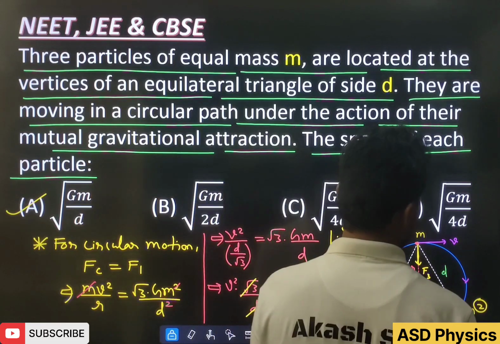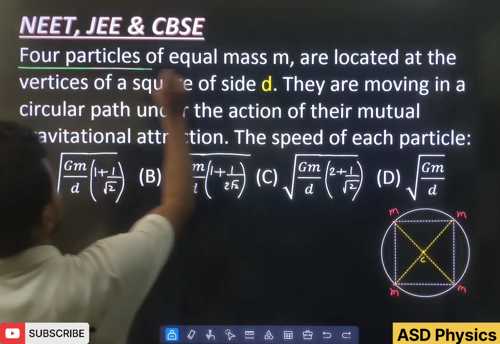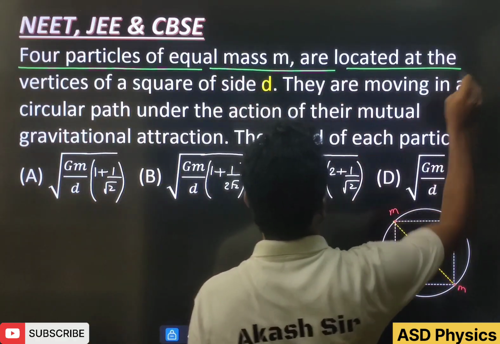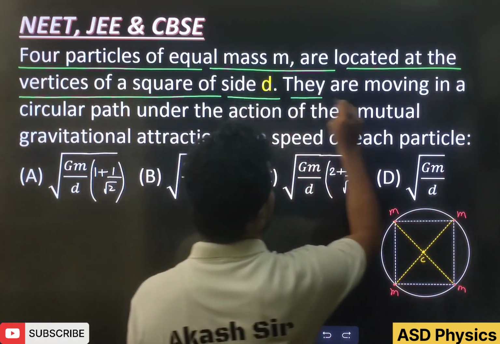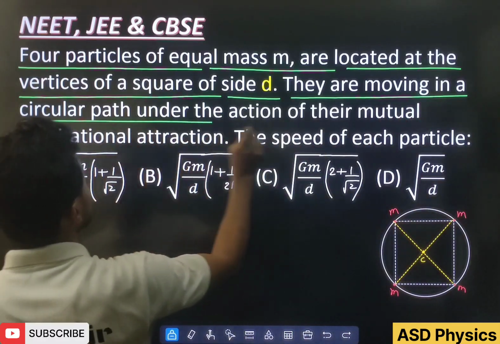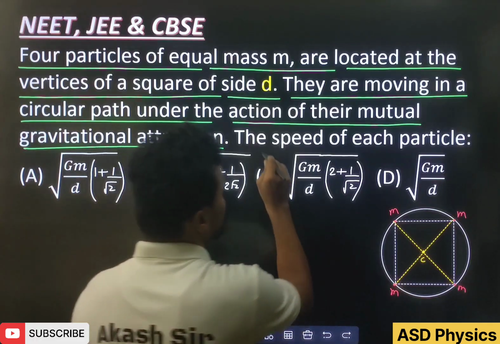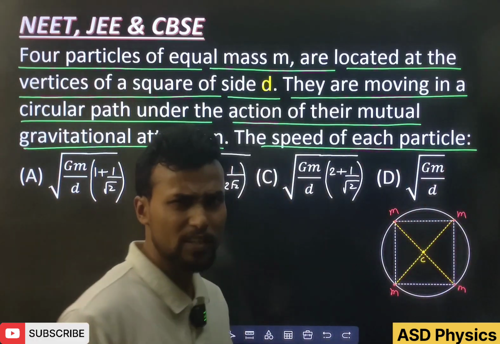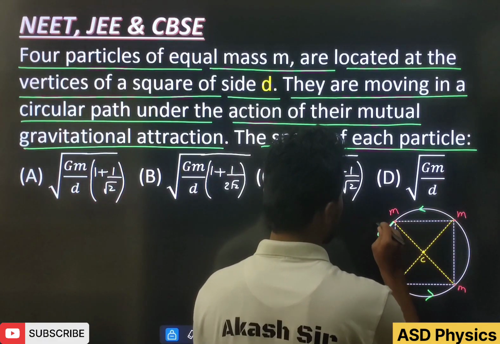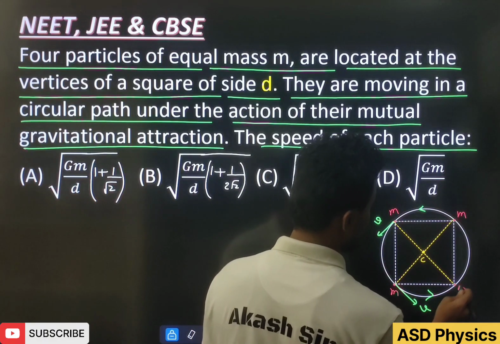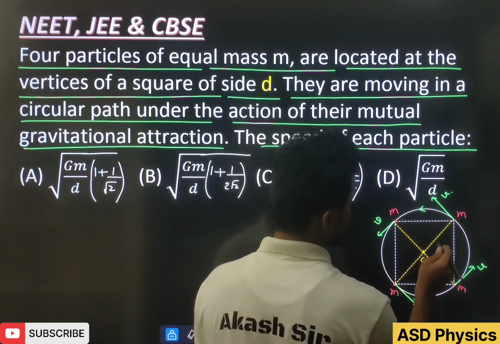Great. Now let's see the 4 particle situation. 4 particles of equal mass m are located at the vertices of a square of side d. They are moving in a circular path under the action of their gravitational attraction. Again, the speed of each particle is what? They can move in any direction, no problem. Let's take that they are moving anti-clockwise. So this is v, here also v, this is v, and this is also v. This is the center.